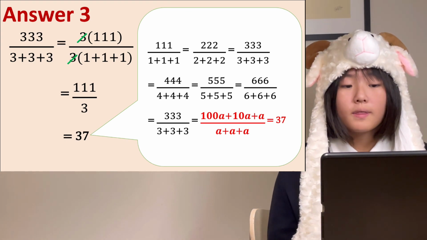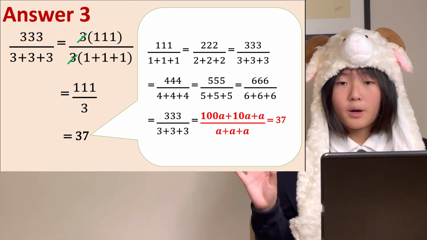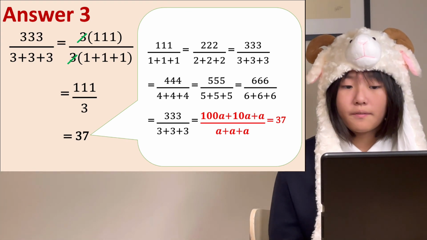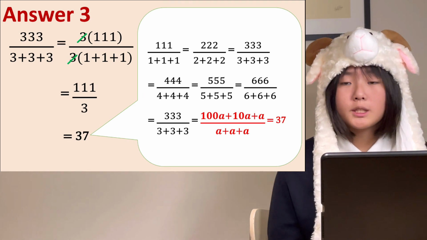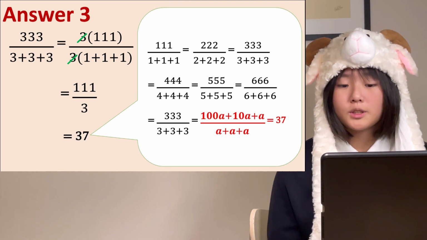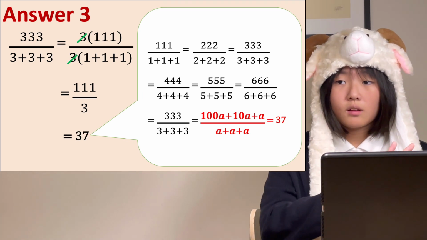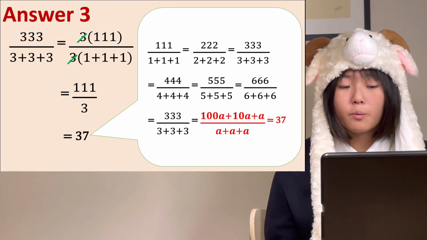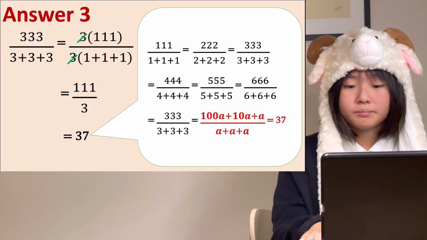This works with any other number, so it could be 111 over 1 plus 1 plus 1. It could be 222 over 2 plus 2 plus 2. It could be any of the first 9 numbers. And it would all equal 37.